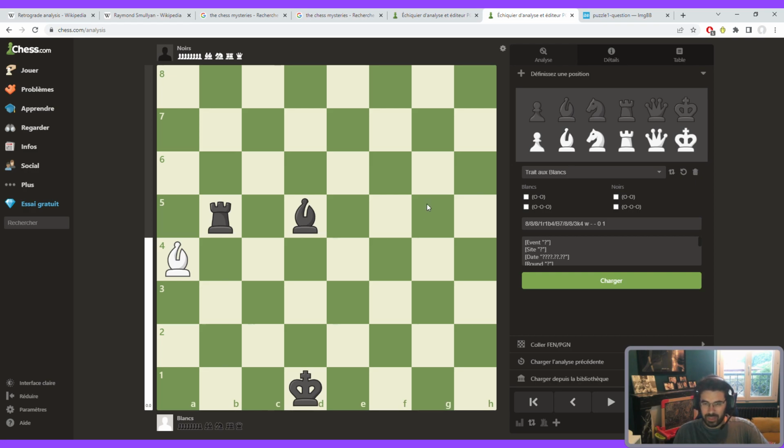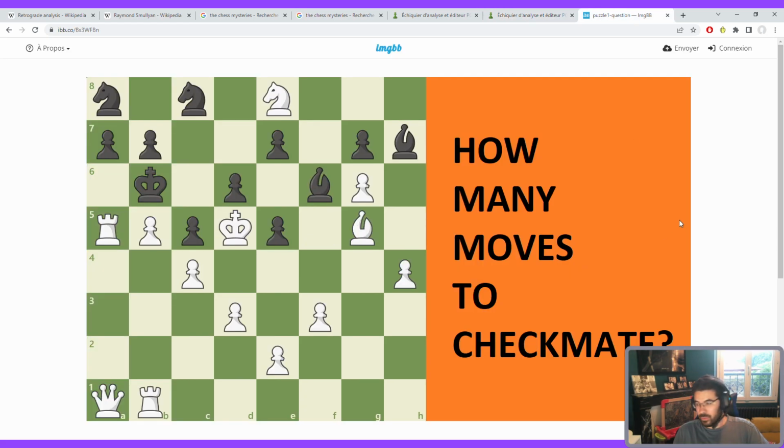In the end of the video, I will just give you the first puzzle. And the next video will start with the solution of this puzzle, and I will give you the second puzzle in the end of the next video. So, well, to end this video, I let you with this puzzle. It's white to play, actually, and the question is how many moves to checkmate the black king. If you want to know, yes, there is a trap.